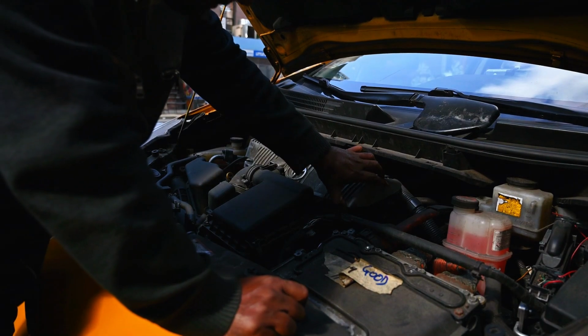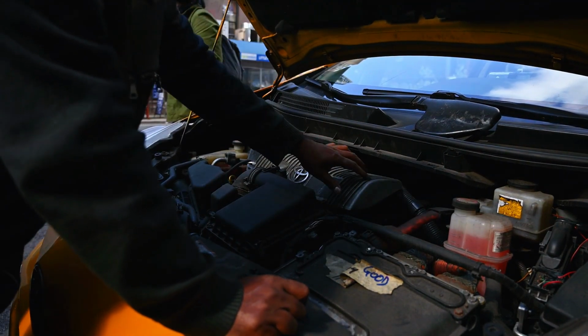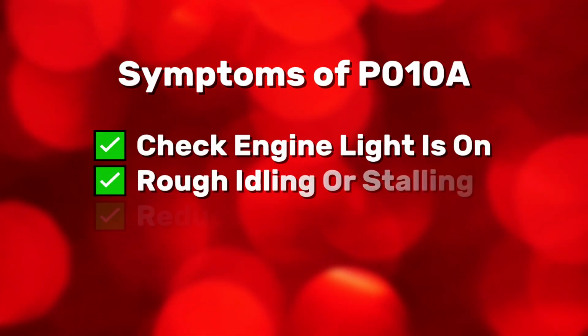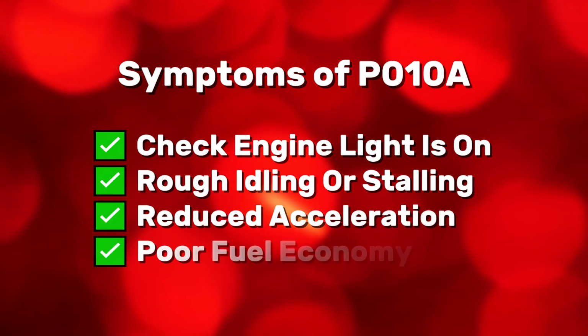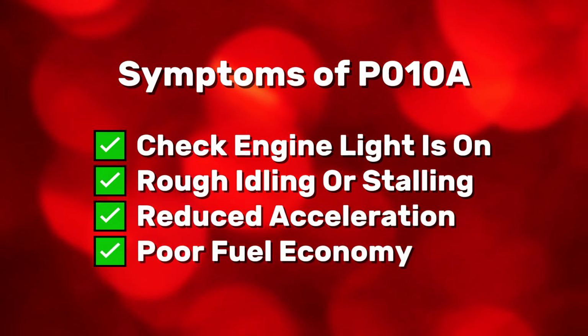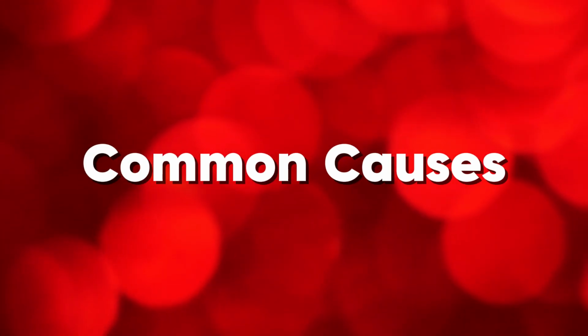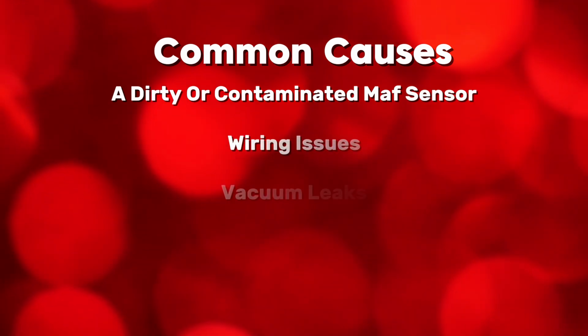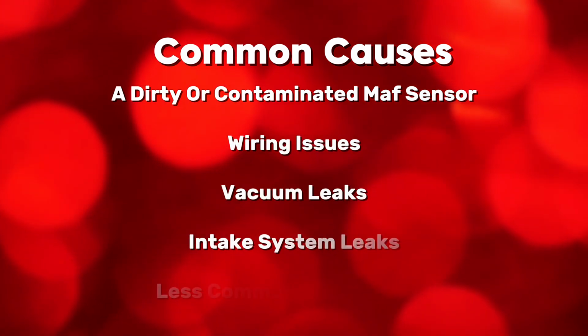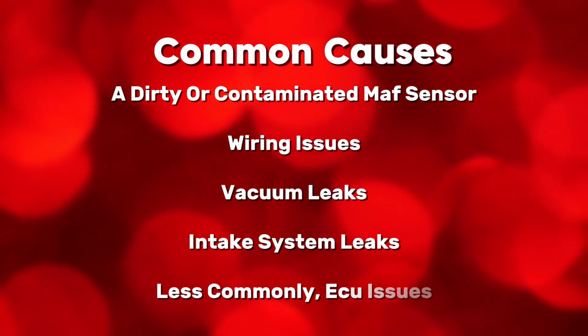If your car has the P010A code, you might notice the check engine light is on, rough idling or stalling, reduced acceleration, and poor fuel economy. If you're experiencing any of these, it's time to diagnose the issue. Common causes include a dirty or contaminated MAF sensor, wiring issues, vacuum leaks, intake system leaks, and less commonly, ECU issues.